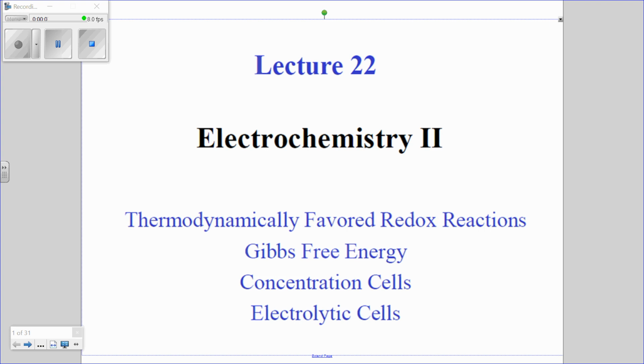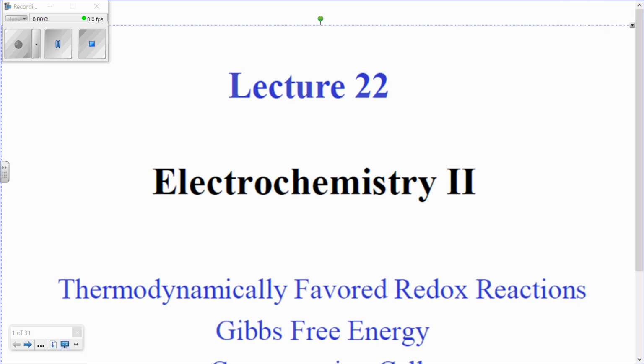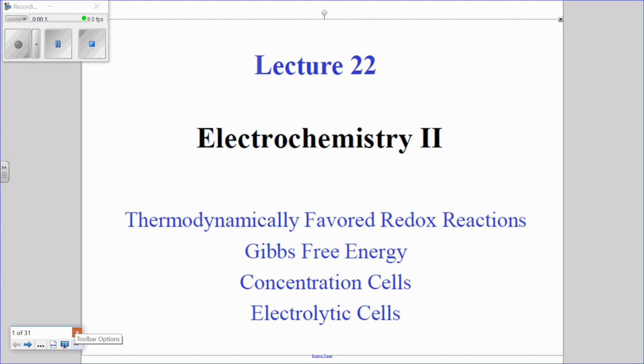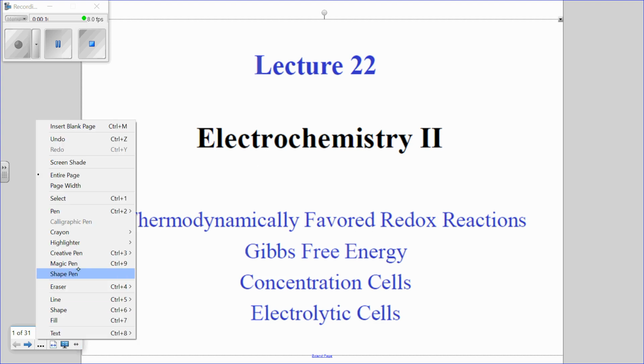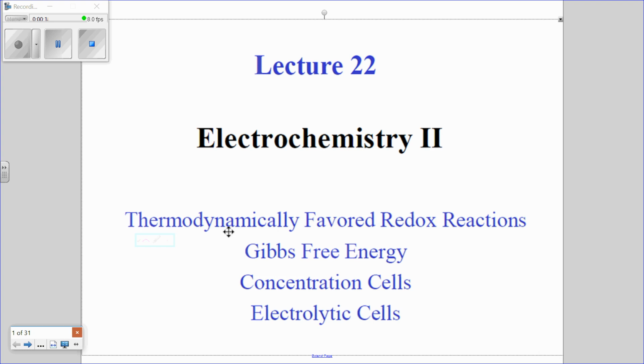Today we're going to talk about electrochem, and we're going to talk about thermodynamically favored reactions, in which, if we have a thermodynamically favored redox reaction, what about Gibbs free energy? We're going to talk about a special kind of cell called concentration cells, and we're also going to talk about electrolytic cells.